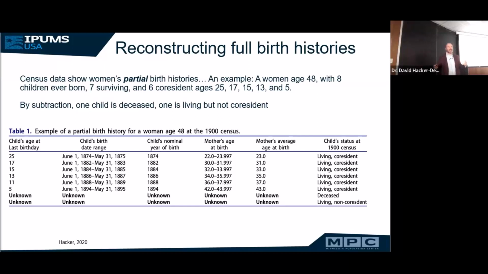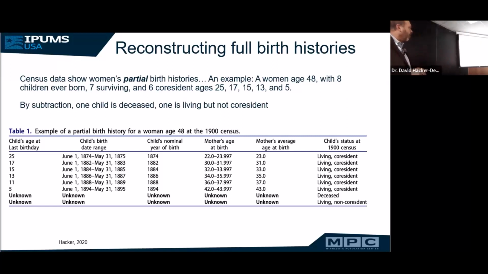So let me imagine, if you will, a mother who's age 48, and she has 8 children ever born, 7 surviving, and co-resident with her in the household. You can see them right there, kids age 25, 17, 15, 13, and 5, right? Well, there's 5 there, or 6 were there co-resident, 8 were born. What happened to the other 2? One is clearly deceased, if you do the math. One's no longer at home, still alive somewhere, but Lord knows where they are, right?